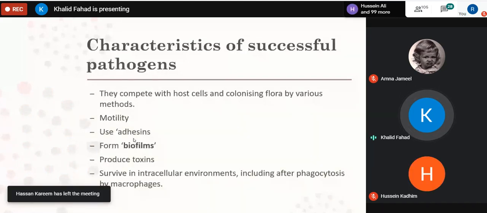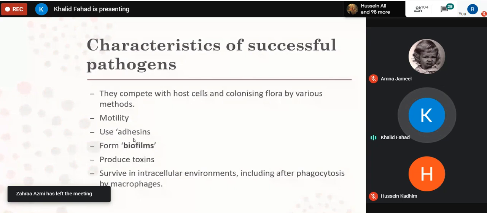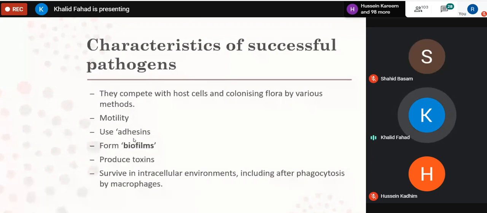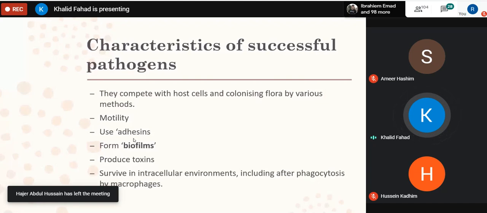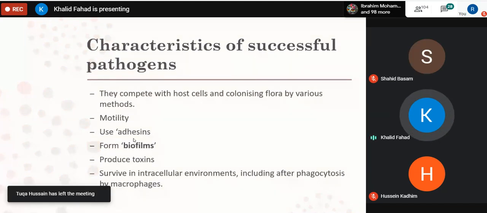Or produce toxins, for example, in Staphylococcus, toxic shock syndrome, or they survive the intracellular environment, including after phagocytosis by macrophages. For example, Mycobacterium tuberculosis survives inside the macrophage in the alveoli of the lung.